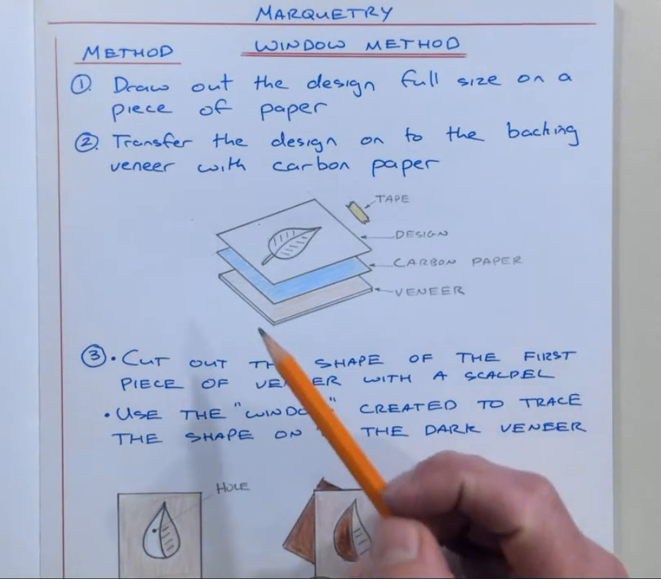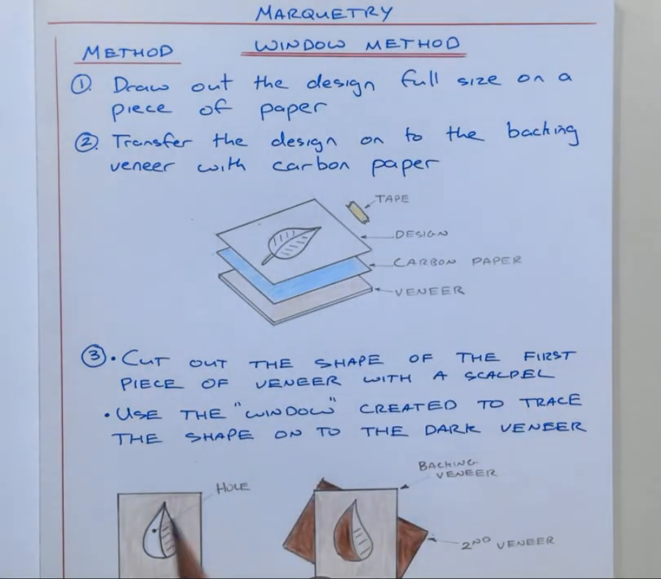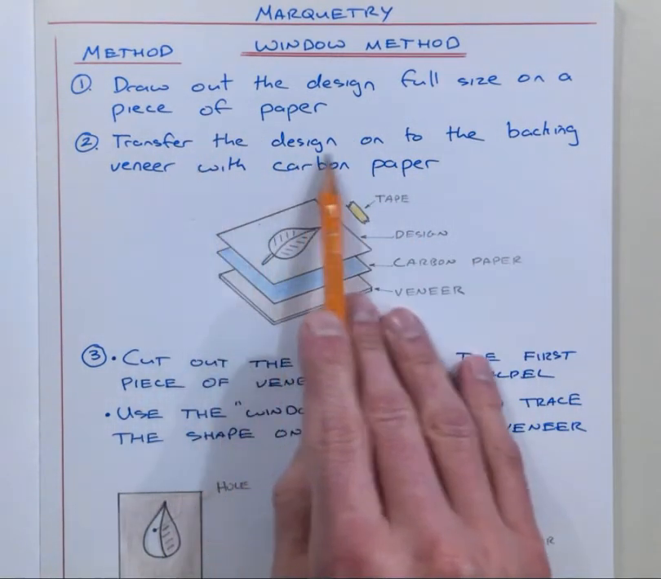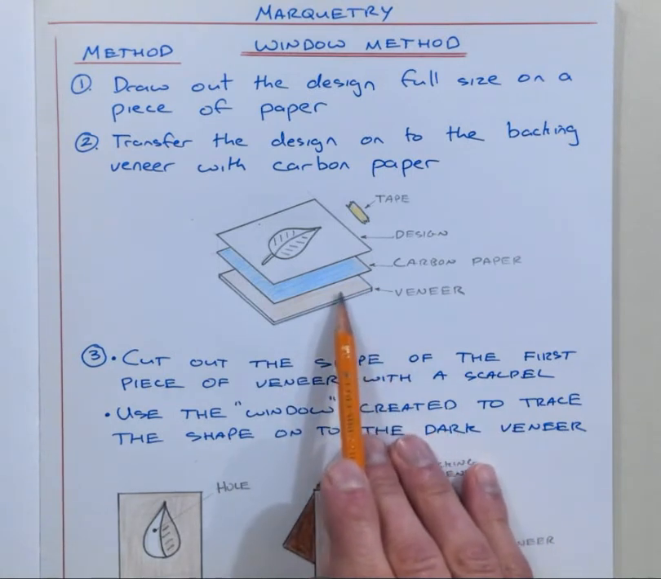Back to the notes then. So what we have for doing marquetry is what's called the window method. The window method is where we're going to cut a hole out of a backing piece. So we have a backing piece of material. We're going to cut a hole out of it and then we're going to slot lots of small pieces into it. So the method, draw the design out full size on a piece of paper, transfer the design onto the backing veneer. So the backing veneer is like the main veneer. It's a big huge piece.